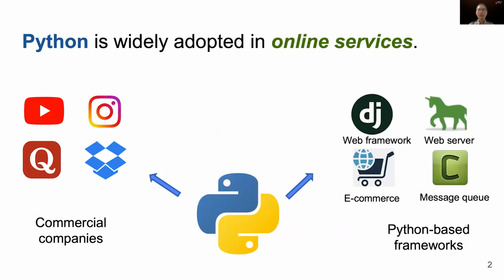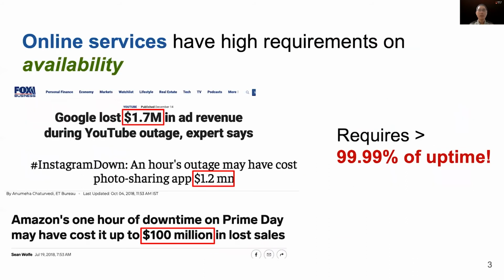Today, more and more important backend services with high availability requirements are written in languages like Python. Many companies use Python to build their main online platforms. For example, YouTube front-end server is built using Python. So do Instagram and Quora's main web services. There are also various open source services in Python, such as web frameworks and e-commerce.